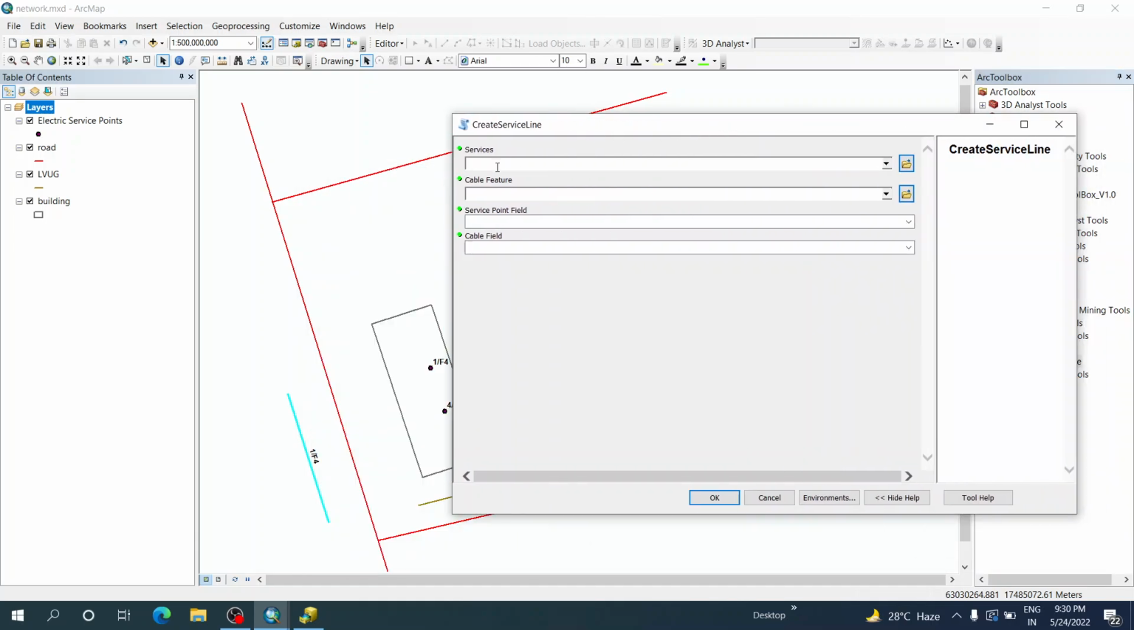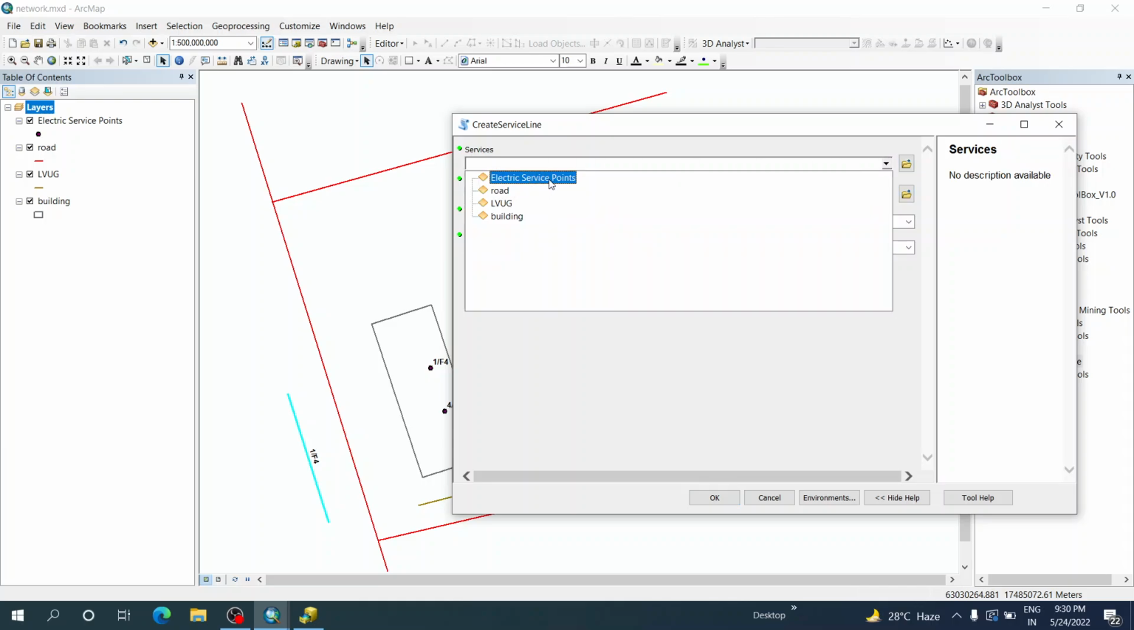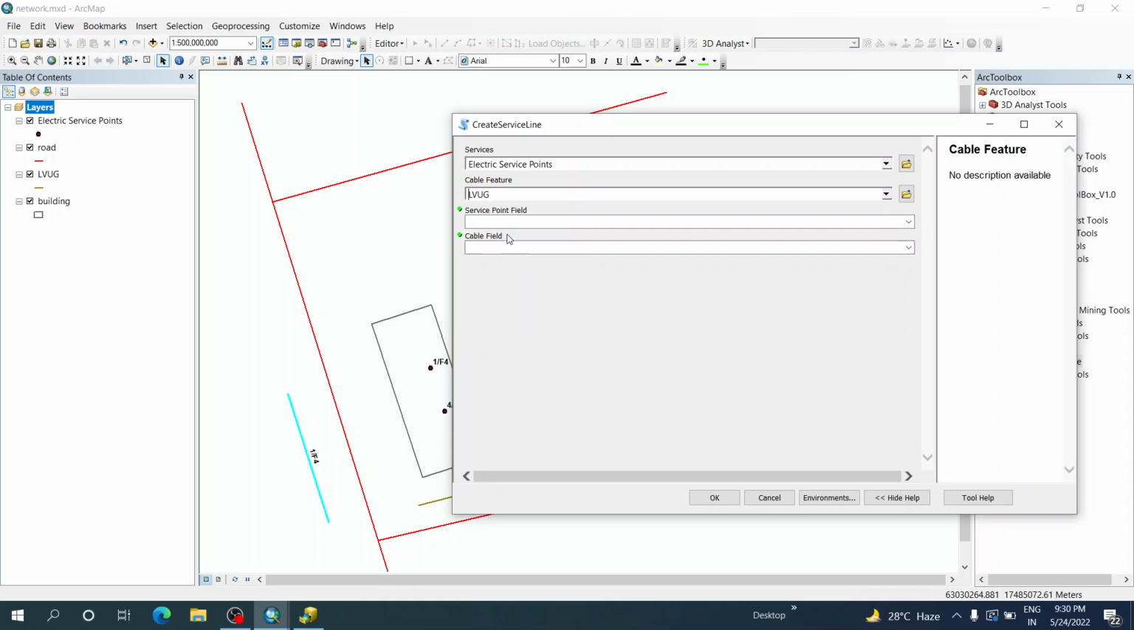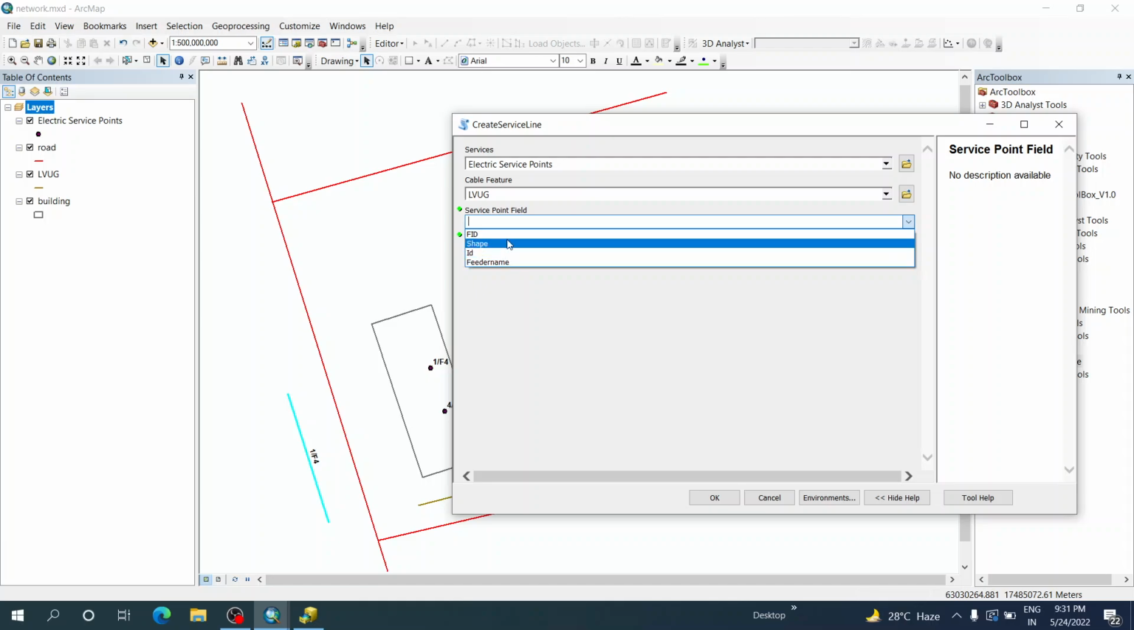First we have to select the service layer, which is electrical service points here. Then the feeder layer, which is this one, low voltage underground cable. And here is the service point field, which decides which point should be connected to which line in GIS. In terms of GIS, it decides which service should be connected to which feeder. So this field will help us determine where it should be connected.